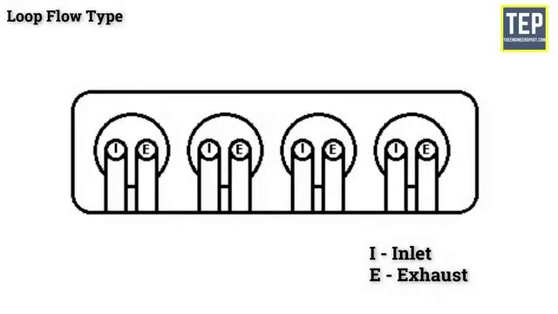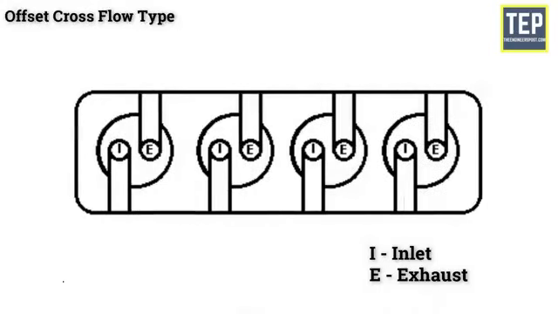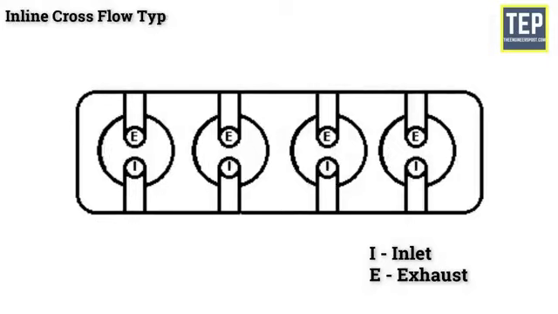In the loop flow type, the inlet and the exhaust manifolds are on the same side, which facilitates preheating of the intake air. In the offset cross flow type, the inlet and the exhaust manifolds are placed on different sides of the cylinder head. In the inline cross flow type, the valves are positioned transversely and usually inclined to each other, while the inlet and the exhaust manifolds are on different sides of the cylinder head. This arrangement gives better performance, but it is costlier.